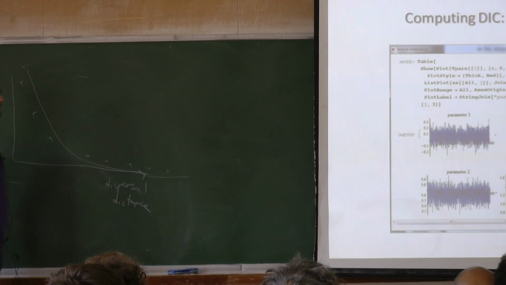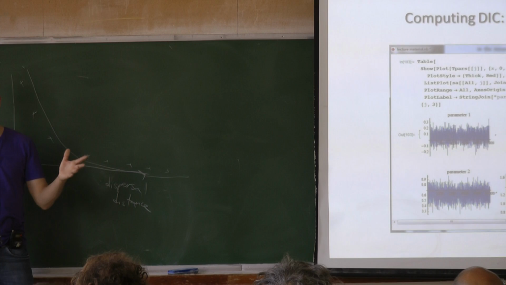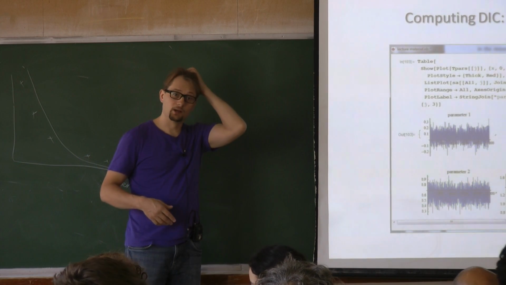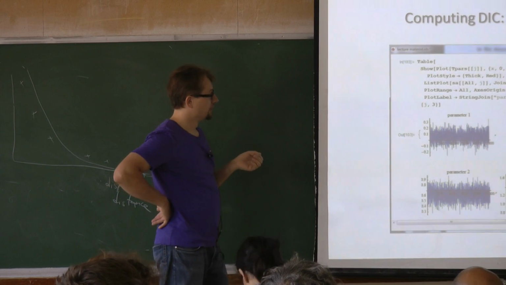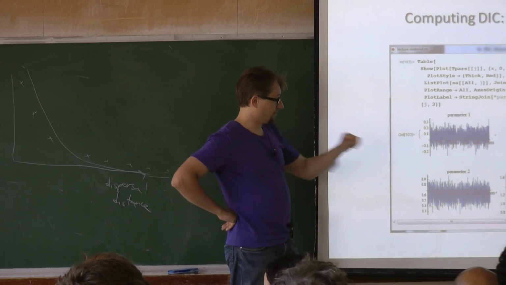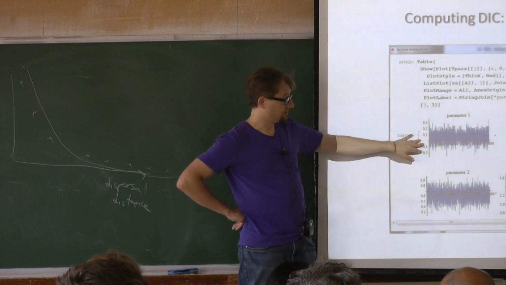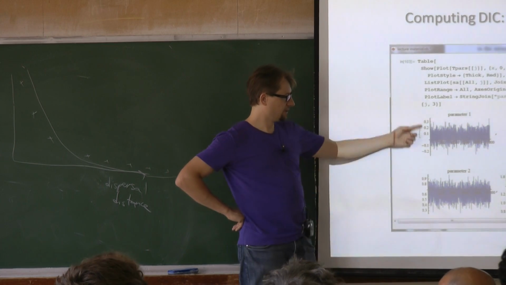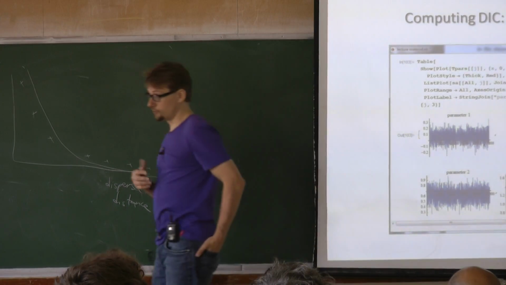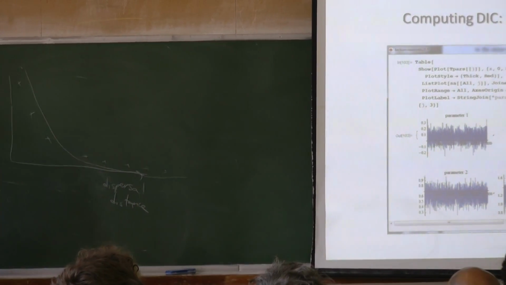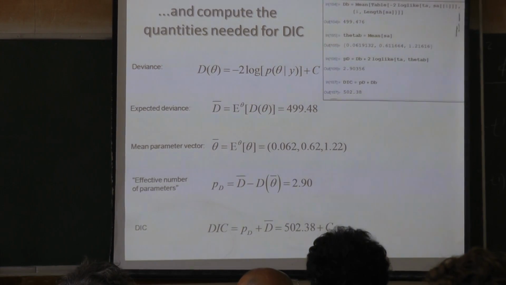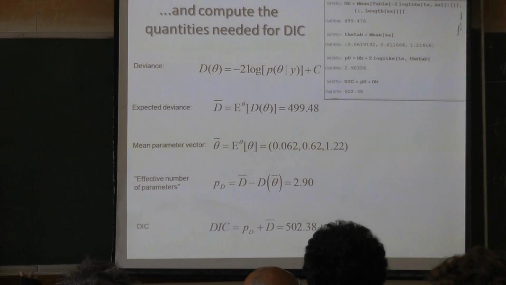So let's do this in practice for this simple toy model that I was talking about last time. This correlated random walk model without any observation error. So first you run your MCMC. Here I've been running the MCMC for 10,000 iteration rounds. We had these 2 parameters of the Weibull distribution and 1 for the von Mises distribution. And after you have done that, you can compute all these quantities that you need for DIC.